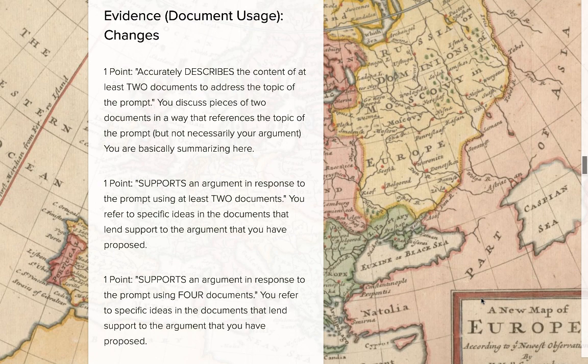So this is kind of your basic summarization that, yeah, hey, I know what these documents are about. Now, next level is supporting an argument in response to the prompt using at least 2 documents. In this case, you refer to specific ideas in the documents that lend support to your argument that you've proposed.